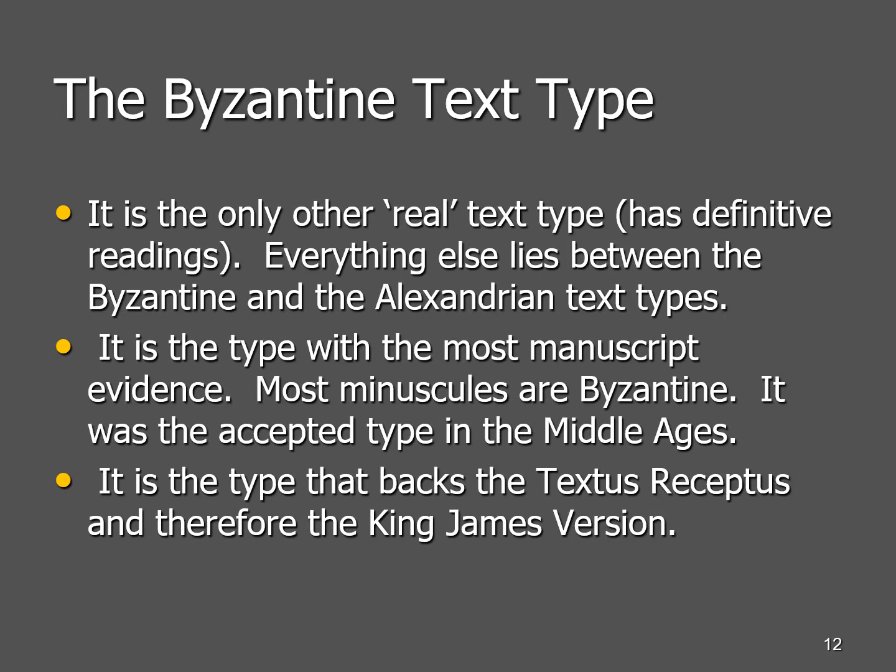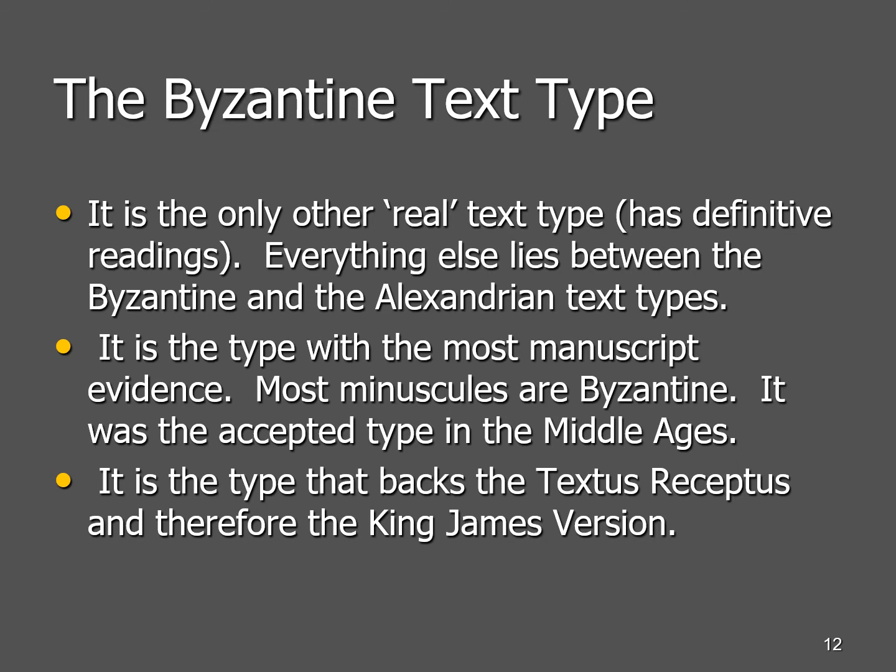The Byzantine text type is the only other real text type, as we've noted, in terms of having a real recension and real characteristics that are not just sort of vague general ways of talking about a text type. Everything else lies between the Byzantine and the Alexandrian text types. The Byzantine text type is the type with the most manuscript evidence, as I've said, and most minuscules are Byzantine.